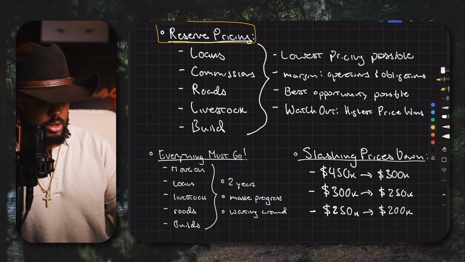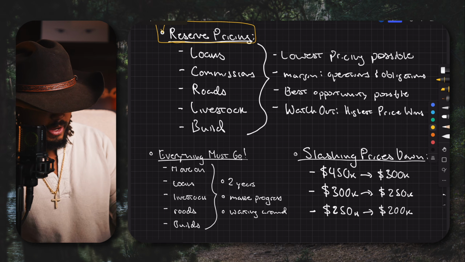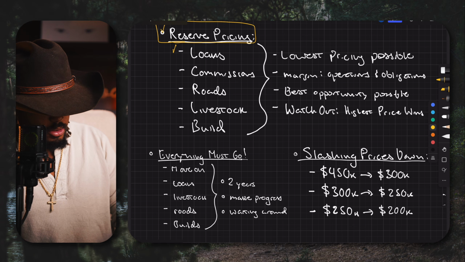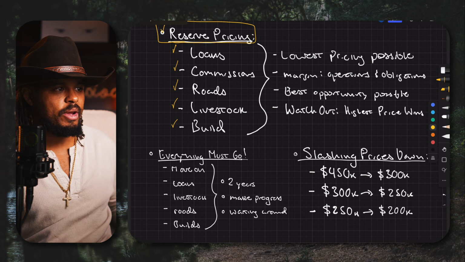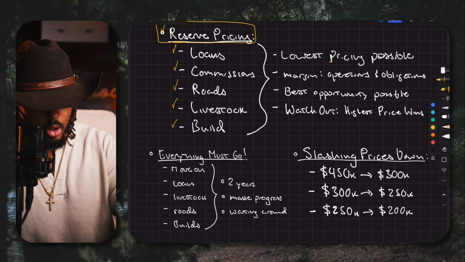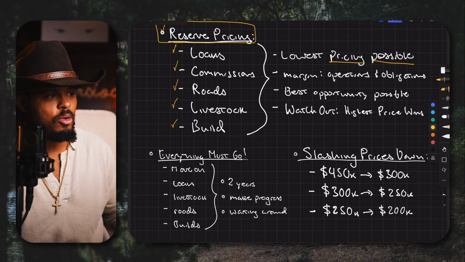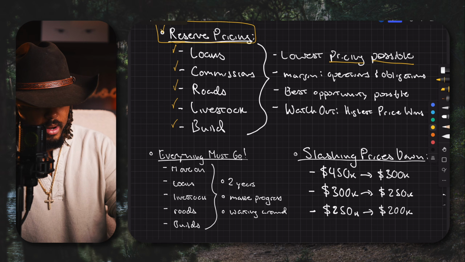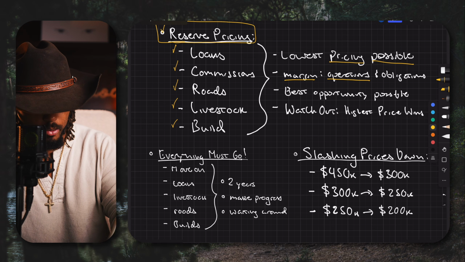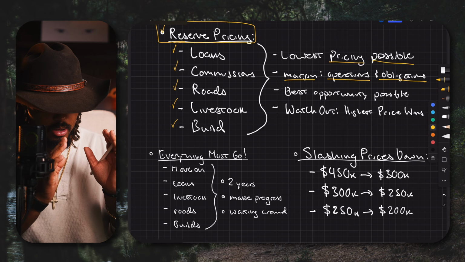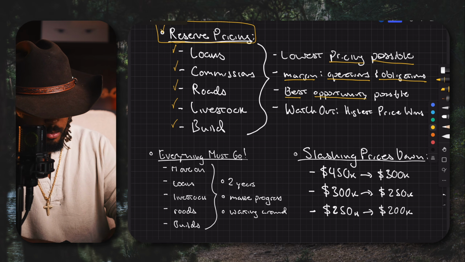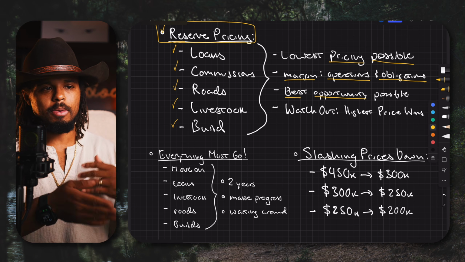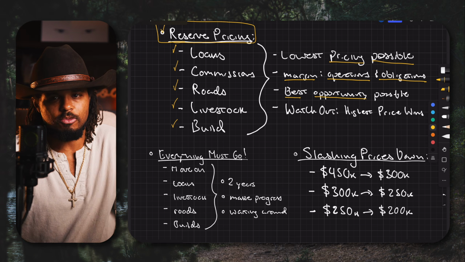But when we look at reserve pricing, what we're doing is we're saying, okay, if we add up all of the loans, all the commissions, all the roads, all the livestock, and all the bills that we have, as well as all the refunds that we need to make, then we can put that all together and we can figure out the lowest pricing possible for these individual parcels. Now, the margin will have to come from operations and obligations being held up and being paid for, but we want to make sure that the reserve pricing is the best opportunity possible, and then allow people to start bidding against each other so that the highest price wins.